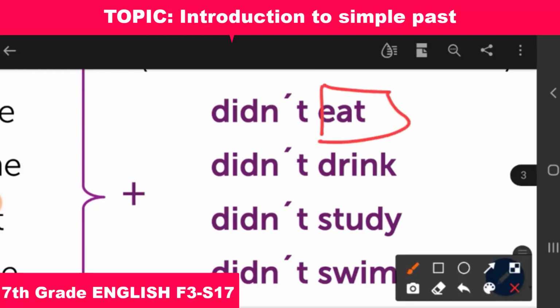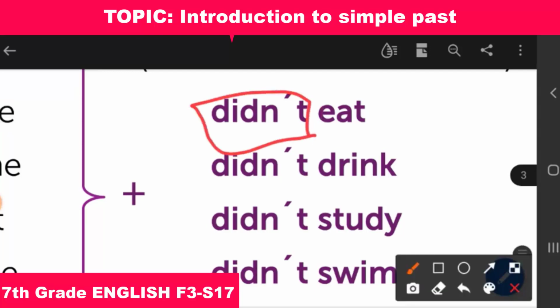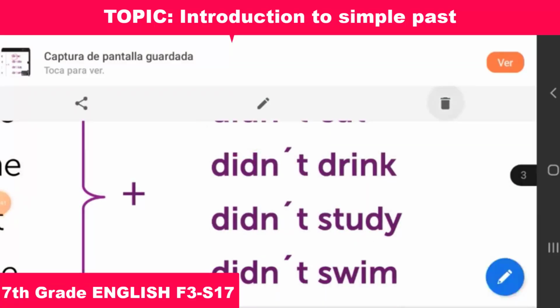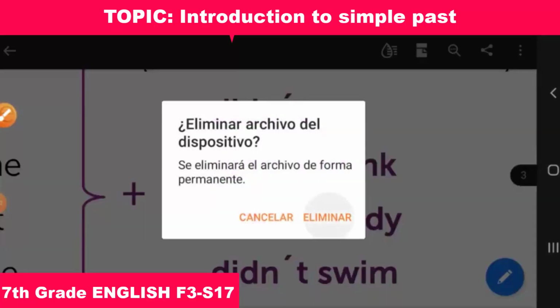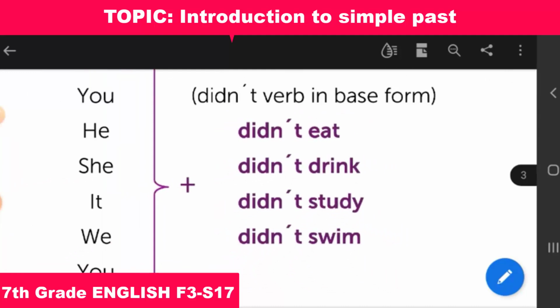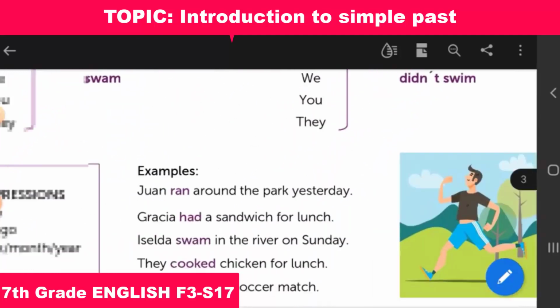Porque todo el trabajo, ¿quién lo hace? The auxiliary verb. Okay? The auxiliary verb. Él hace el trabajo de llevar el verbo en pasado con did y hace todo el trabajo de llevar el negativo, not. ¿Ok? Let's continue. Examples.